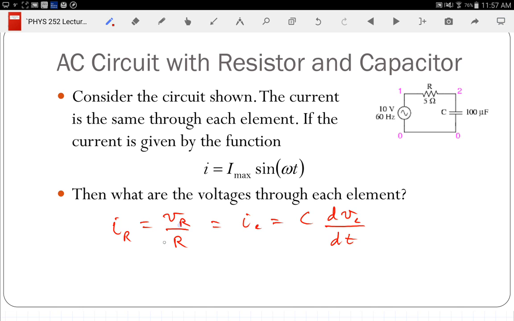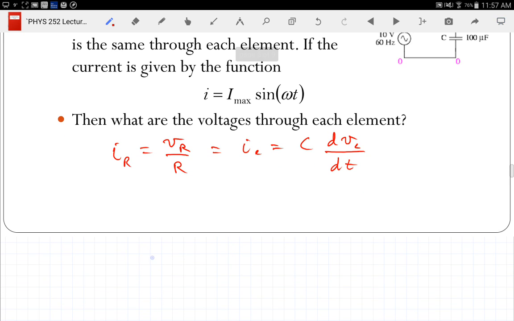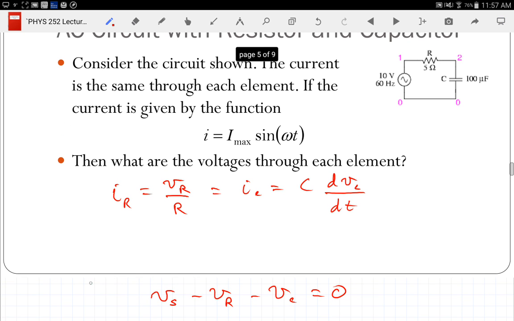So I have this relationship. But V_R and V_C are related by the fact that V source minus V_R minus V_C has to be 0. What do we call that equation? An application of Kirchhoff's voltage law. I went around the loop: I went up V source, down V_R, down V_C. The slide after this is actually the sign convention. I should have put it before.